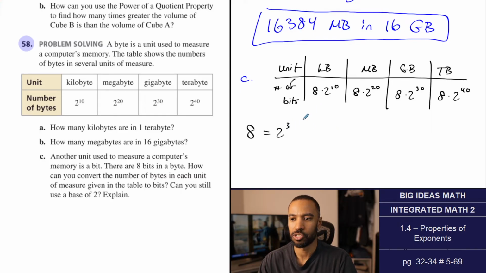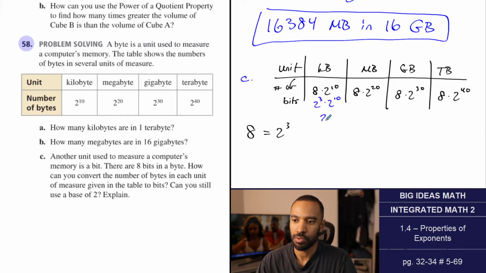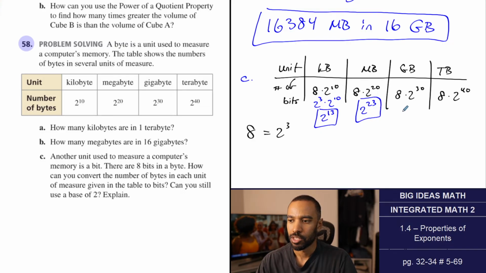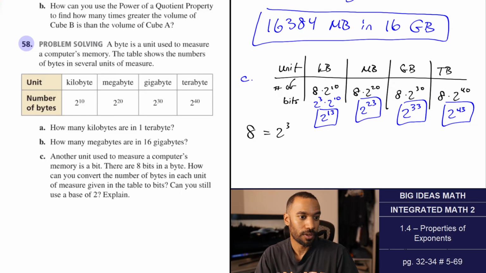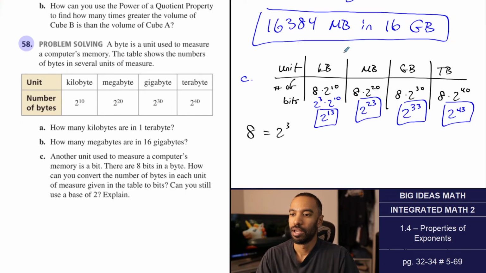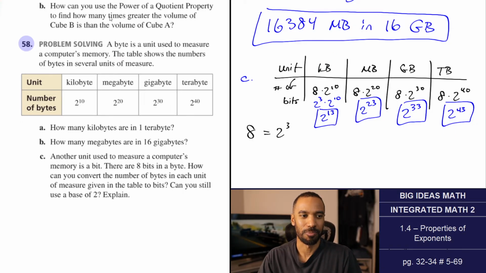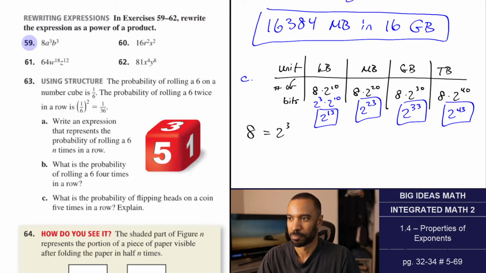So what we can do instead is turn this into 2 cubed times 2 to the 10th, and that's 2 to the 13th power. You basically add 3 to that number. You'll do the same thing here. This becomes 2 to the 23rd. This becomes 2 to the 33rd. And this becomes 2 to the 43rd. So you multiply 8, which is 2 cubed, into that, and you add the 3 with it. That's a real-life application. That actually works there. I'm not surprised, but that's what we do.